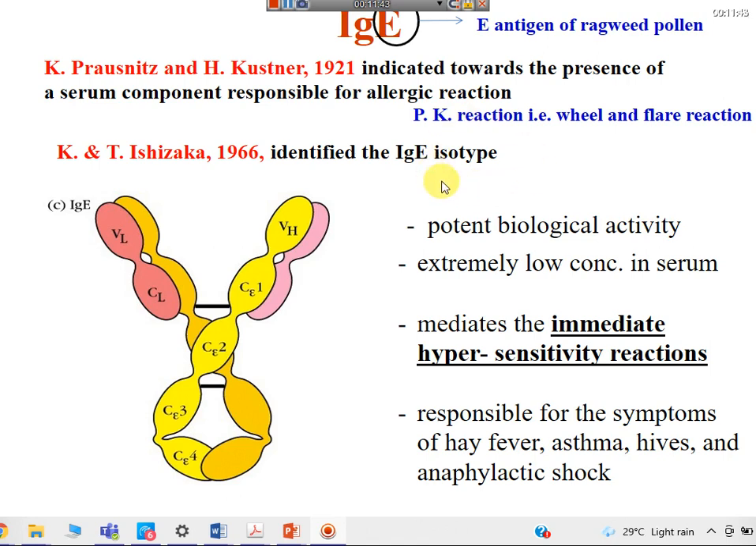It has really high biological activity, and even at the lowest concentrations in the serum, it can launch a very potent biological effect or response. It mediates immediate hypersensitivity reactions also, which we'll discuss later, and it is also responsible for symptoms like hay fever, asthma, hives, and anaphylactic shock. So this is a really important antibody in case of allergies.